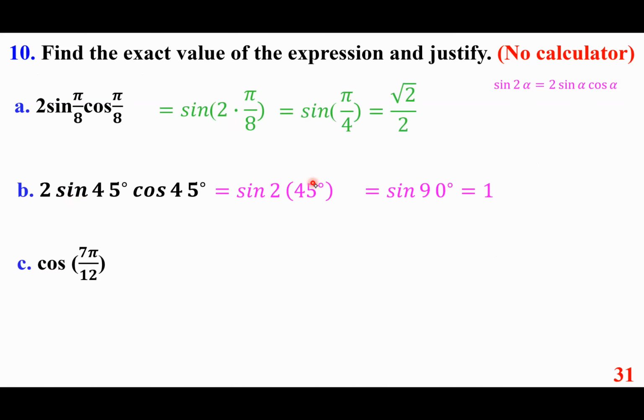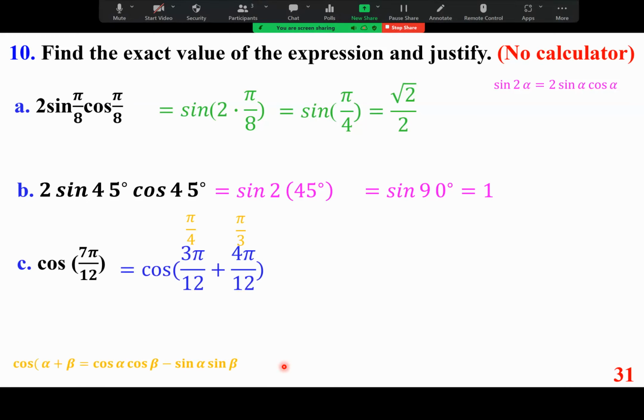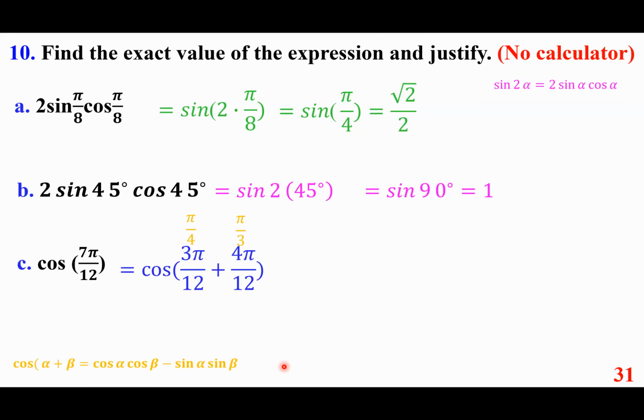We want to come up with the exact answer. We notice that 7 pi over 12 is 3 pi over 12 plus 4 pi over 12. And 3 pi over 12 is pi over 4. 4 pi over 12 is pi over 3, both of which are common arcs. And we can use cosine of alpha plus beta. So cosine of pi over 4, cosine of pi over 3 minus sine of pi over 4, sine of pi over 3.